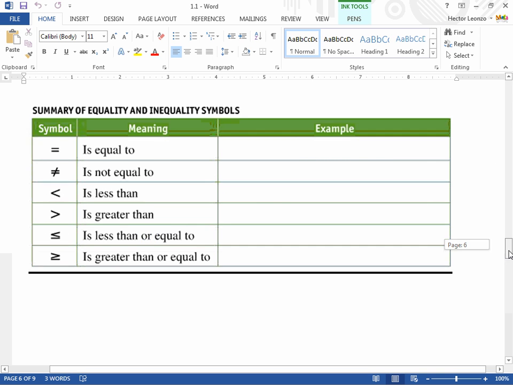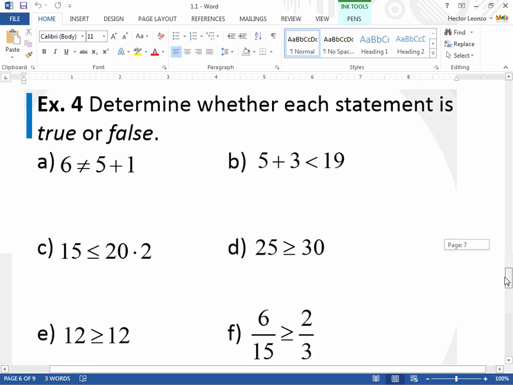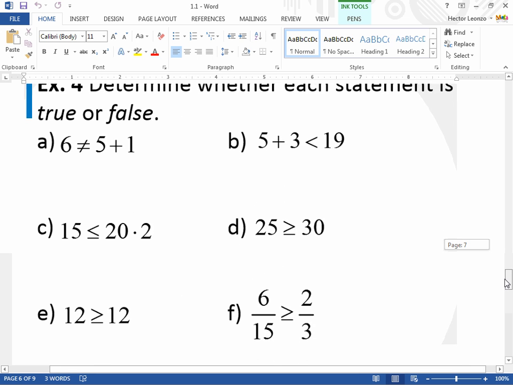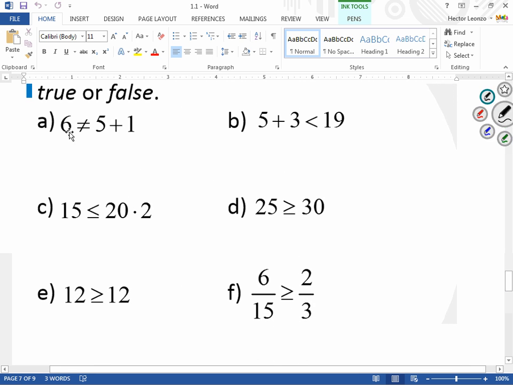Having that said, let's take a look at these. Determine whether each statement is true or false. So I see the not equal sign. The left side is 6. The right side, if we simplify, 5 plus 1 is also 6. When we use this symbol, it's saying the two sides have to be different. In this case, they're not. So that's a false statement.